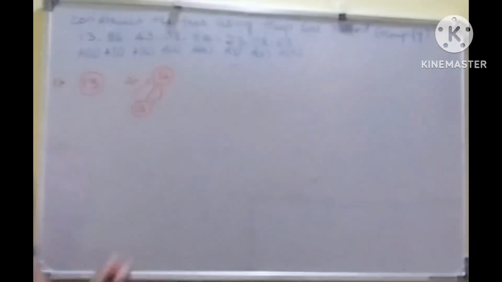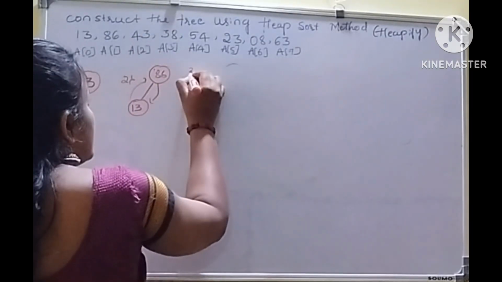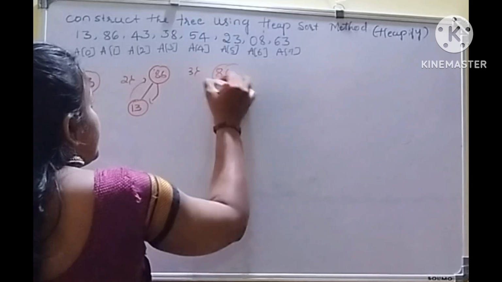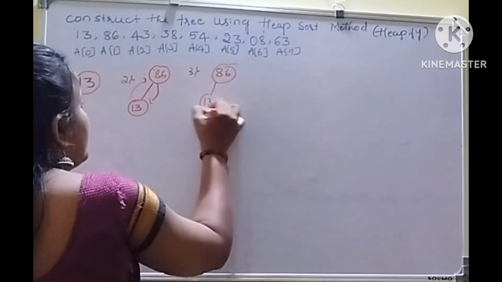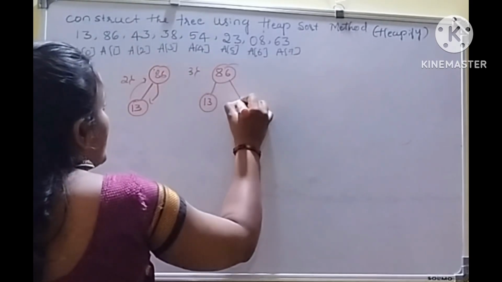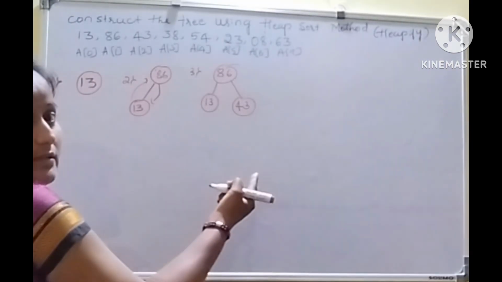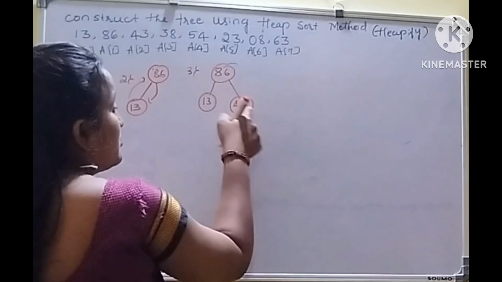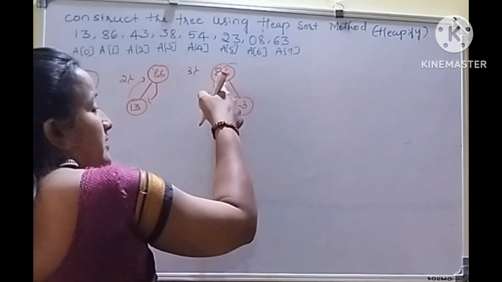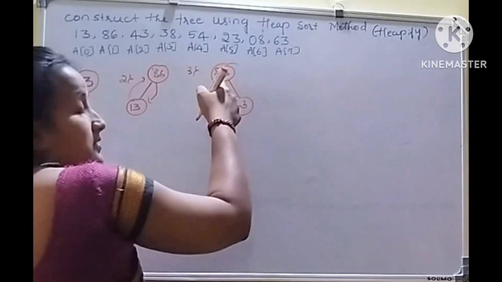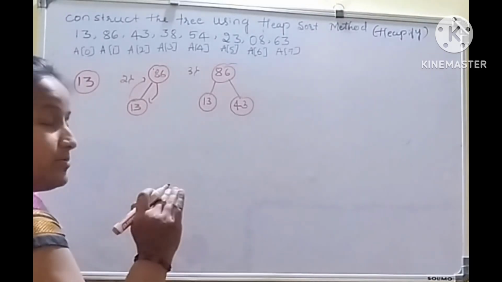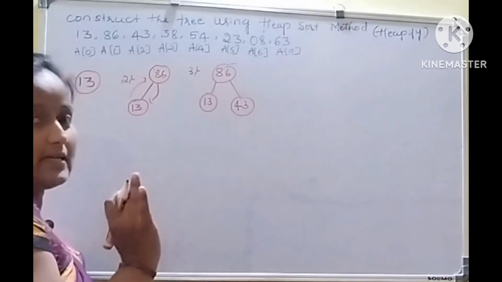Now what is the next value? The third step: 86, 13 and next is 43. After the left, we write the right child. Now check the rule. These are the 2 child nodes and this is the parent node. The parent is greater than both, so the rule is satisfied. No need to change, write it as it is.